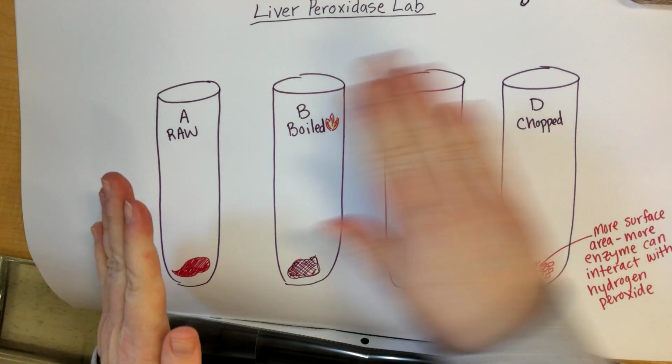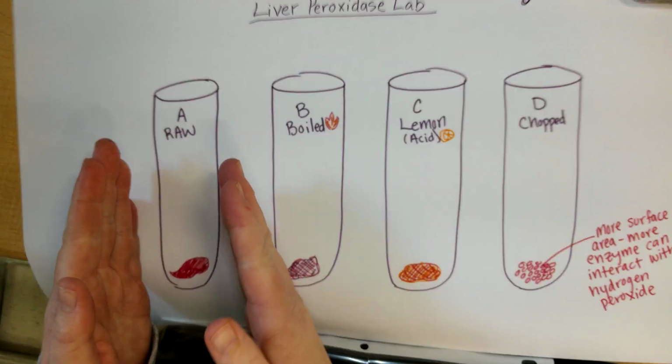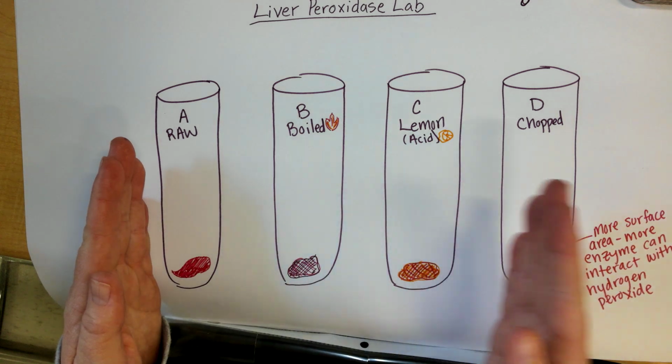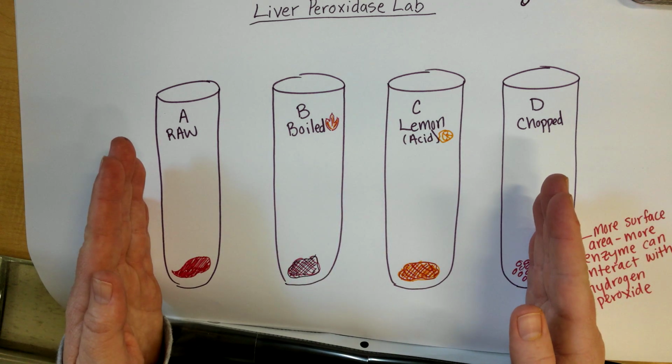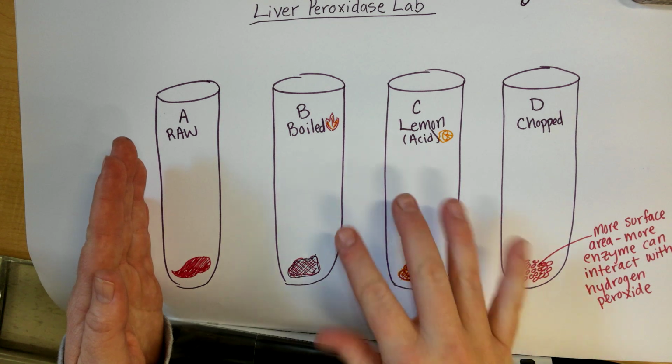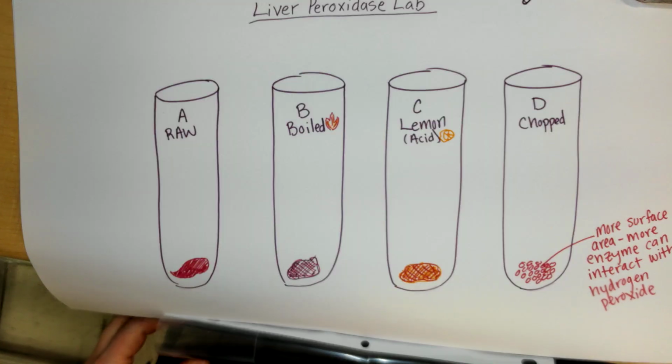So out of these situations, this is our control. This is the normal condition that we're looking at. And then we were seeing how boiled, acid, and increased amount of enzyme can help change the rate of reaction for the enzyme peroxidase. So let's see what we saw.